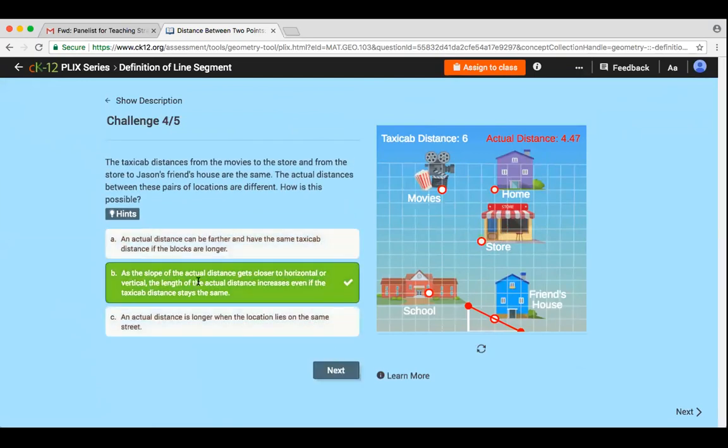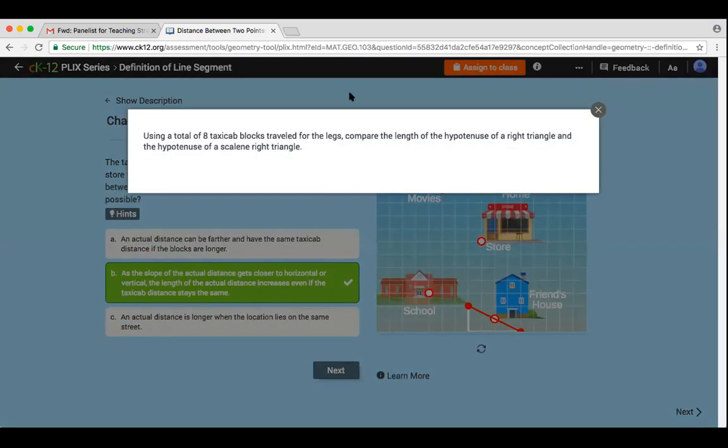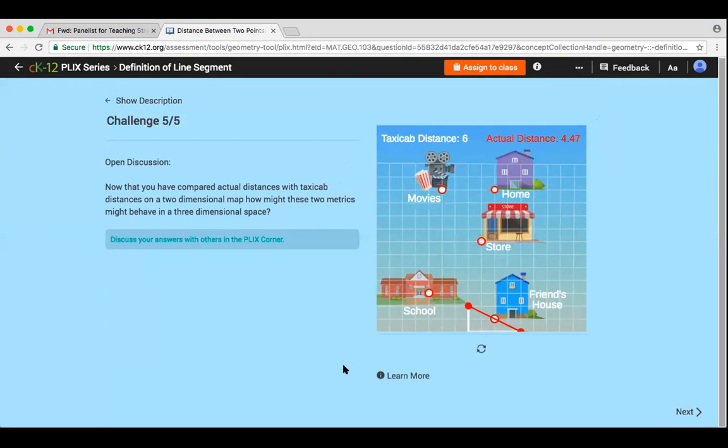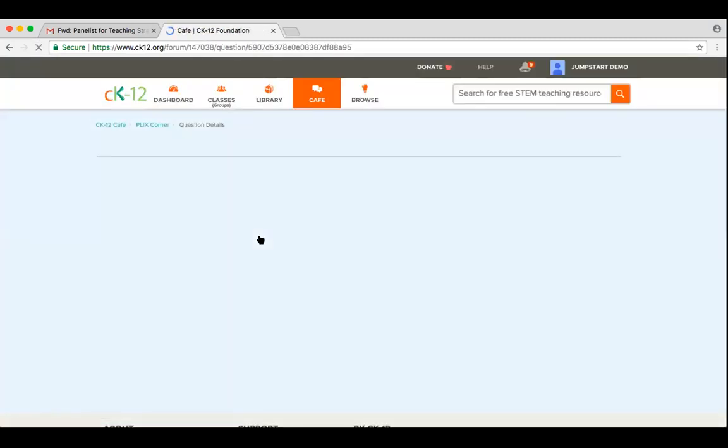And here's this one. Remember, there are also hints available for our Plix, and these are hints written by real classroom teachers. So that's exactly the kind of help that you need. All right, so here's, I think, where we get to Annika's question, where are the students supposed to discuss this. Normally it says discuss with your class, but there's no space on this page to do it. I happen to have come across one that has an online discussion happening in the Plix corner in the CK12 cafe. So let's go take a look at it.